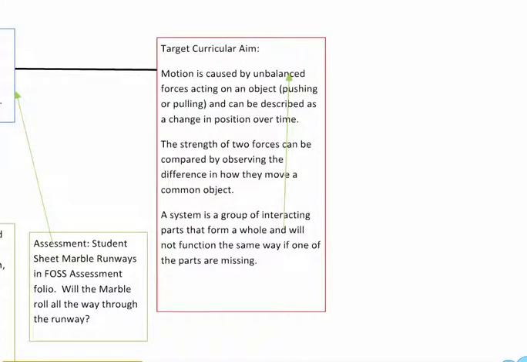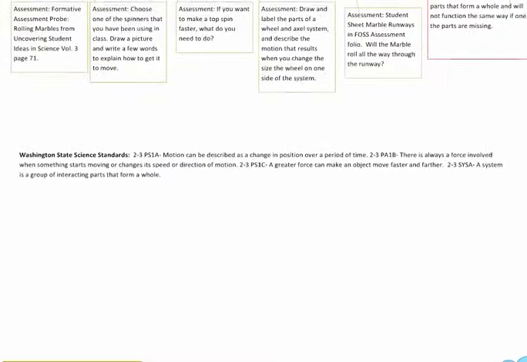First, this target curricular aim here. These statements come from our Washington State Science Standards. There are two of them on motion, and this learning progression starts at the second investigation in the kit. The first investigation is on balance, and from investigation 2 onward it's about motion and forces.